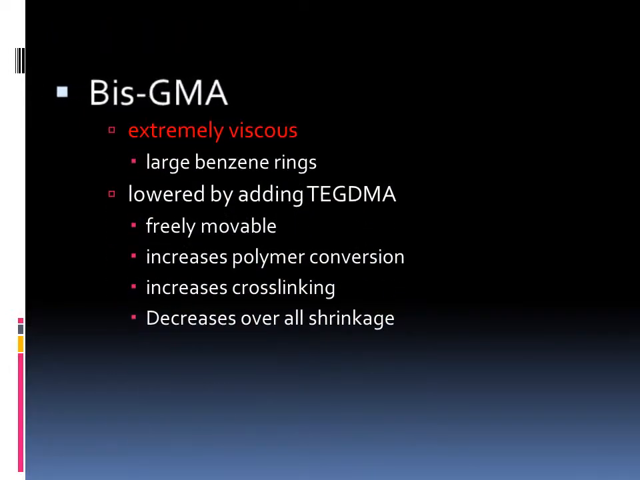Now let's talk about bis-DMA. It is extremely viscous due to the large benzene rings, and that is why we add TEC-DMA to decrease the viscosity and make it more workable. It is known as a diluent, to dilute it basically. So that is what it does. It makes it freely movable, increases the polymer conversion, increases cross-linkage, and decreases overall shrinkage. So these are basically the effects of adding TEC-DMA.